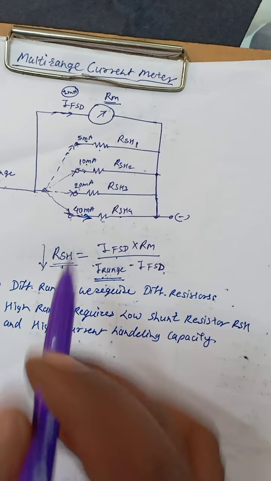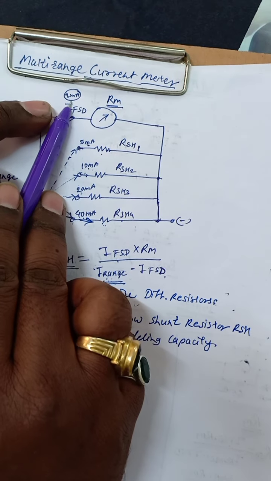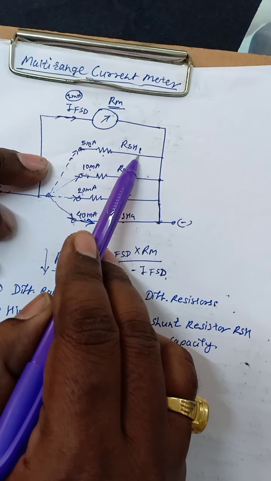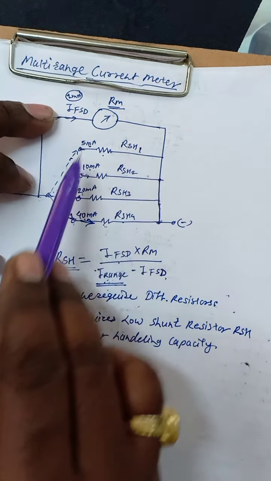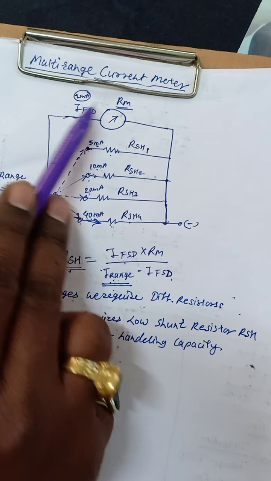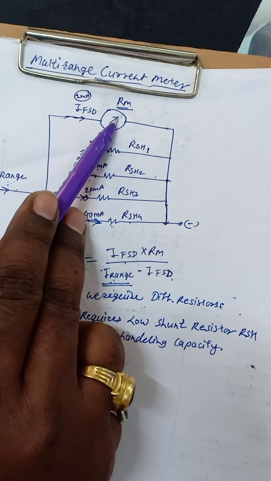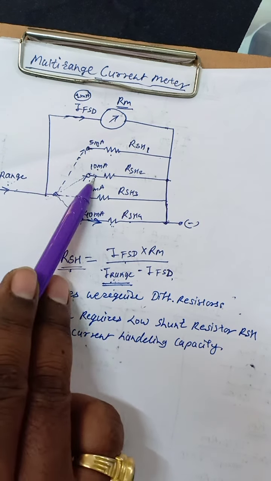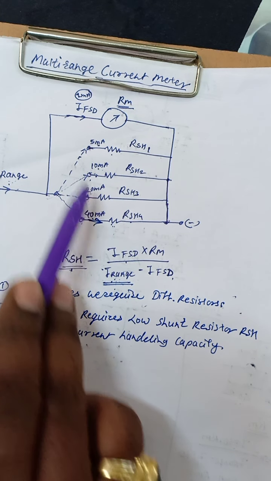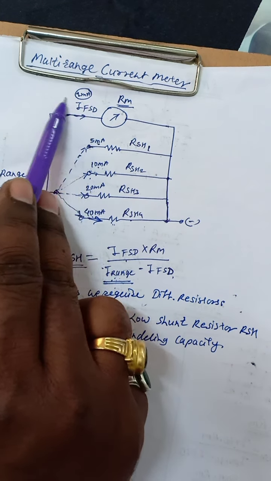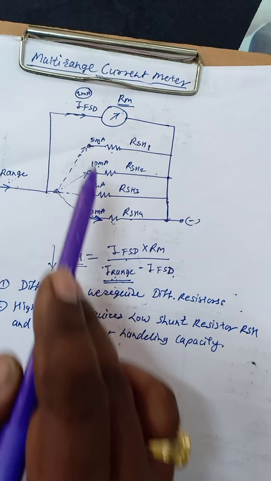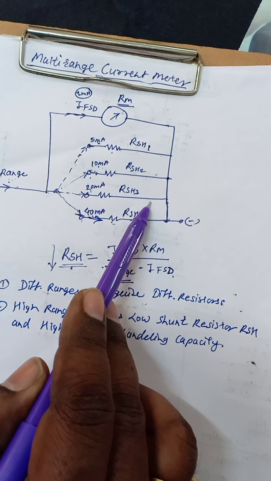Suppose this is 1 milliampere IFSD, the full scale deflection current, then the remaining 4 milliampere flows through this. If we select this range, then 1 milliampere flows through the meter, which is the full scale deflection, and the remaining 9 milliampere current flows through here. For the 20 milliampere range, if 1 milliampere flows, IFSD is constant, every time it flows through this meter. So the remaining 19 milliampere flows through here.